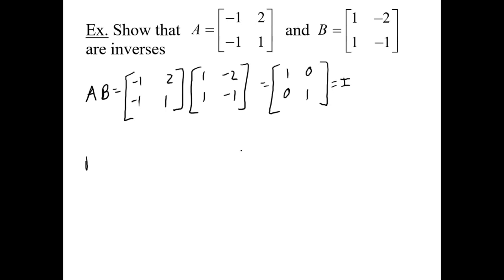Similarly, we should also show that B times A, switching them, still gives the identity matrix. I'm going to skip that, but you should. When you show that these matrices are inverses, you should check both orders for doing this product.